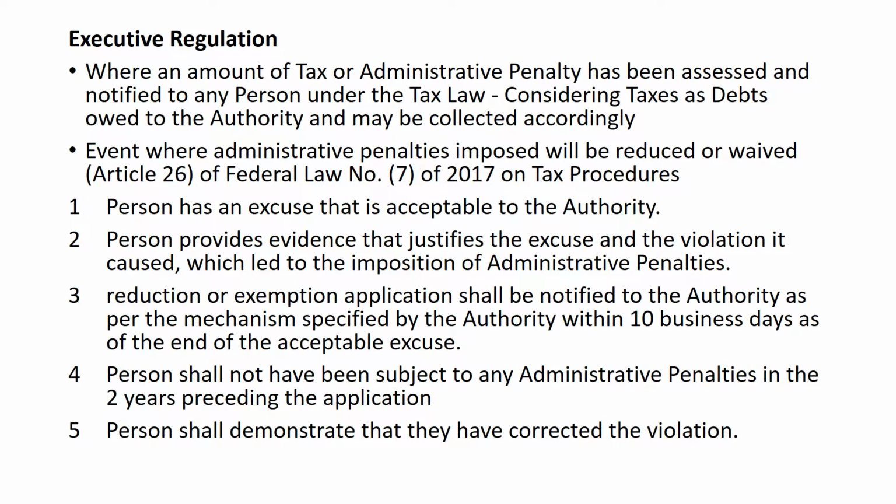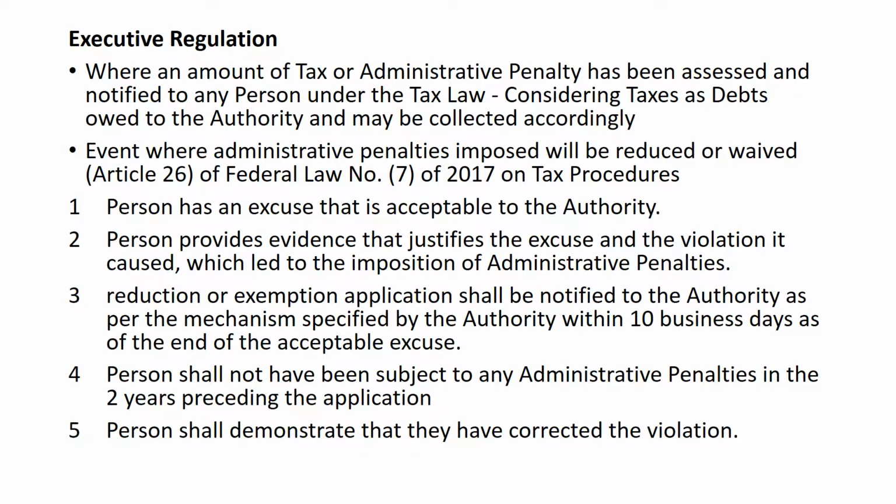Now, the executive regulation: when an amount of tax or administrative penalty has been assessed and notified to any person under the tax law, taxes are considered debts owing to the authority and may be collected accordingly. Administrative penalties imposed will be reduced or waived if the person has an excuse that is acceptable to the authority. In these cases, he provides evidence that justifies the excuse which led to the imposition of the administrative penalty. The application for reduction or exemption shall be notified to the authority as per the mechanism specified by the authority within 10 business days of the end of the acceptable excuse.